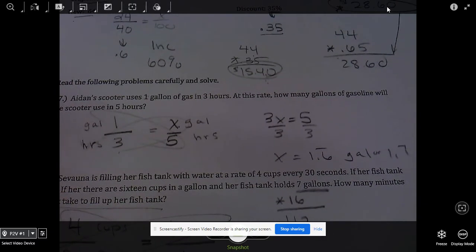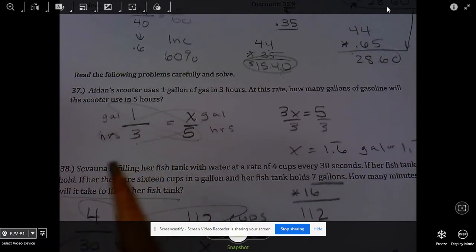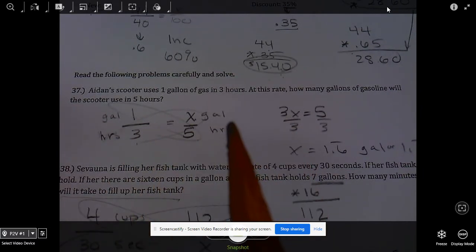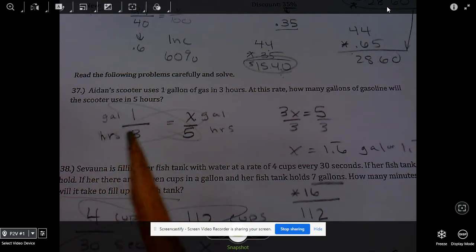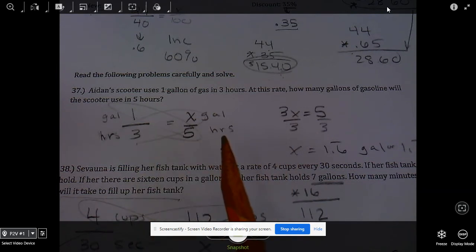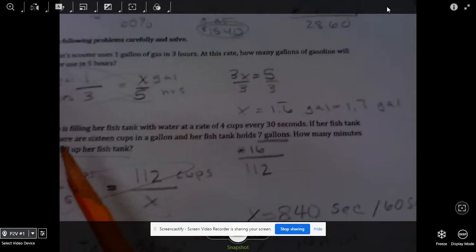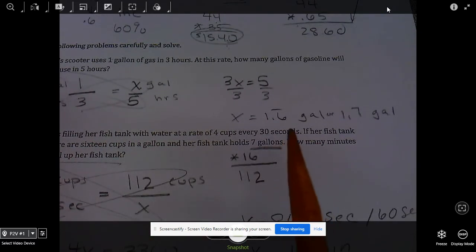Number 37. It says Aiden's scooter uses 1 gallon of gas in 3 hours. At this rate, how many gallons of gas will he use in 5 hours? So I make sure to put my units on both sides and cross multiply. So X is what we're trying to find, which is our gallons. We get 3X equals 5, which is about 1.7 gallons of gas. You'll get 1.6 repeating, but you can't really have 1.6 repeating gallons of gas.